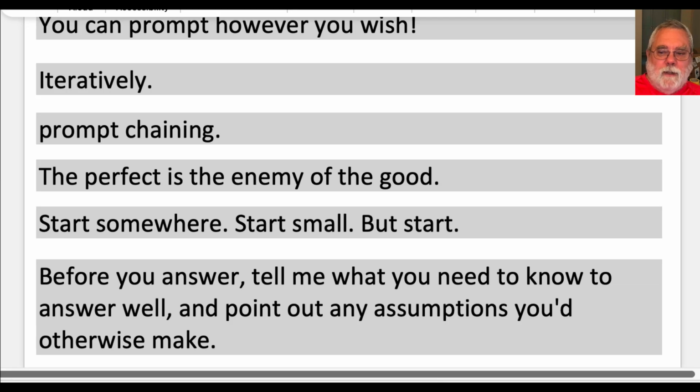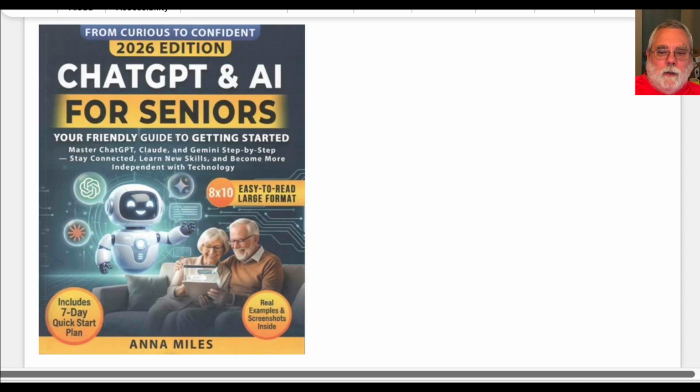Sometimes the chatbot must make assumptions to generate its response to your prompt, but you'd prefer that it tell you what assumptions it is making, or ask you for more information to generate the best answer for you. You can add this sentence when you wish. Before you answer, tell me what you need to know to answer well, and point out any assumptions you'd otherwise make.